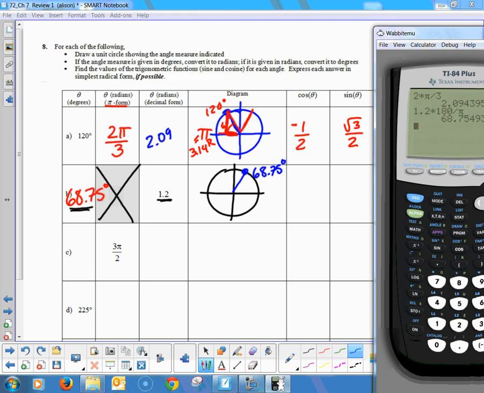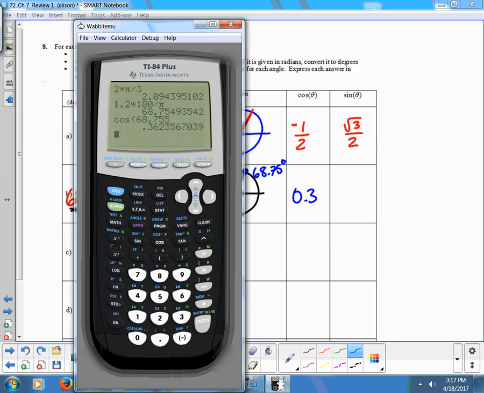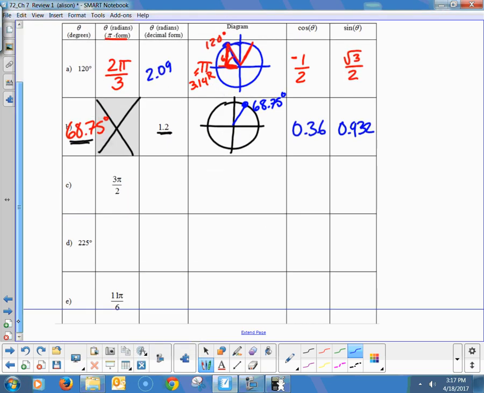68.75 degrees. If I want to find the cosine of that, here's how I do it. I go to my calculator. I say, what is the cosine of 68.755? And it tells me it's 0.36. And the sine of 68.755. Enter. 0.932. That's just ugly. Is that the only one that's ugly? Yep. Well, yeah, that's the only one that's ugly.